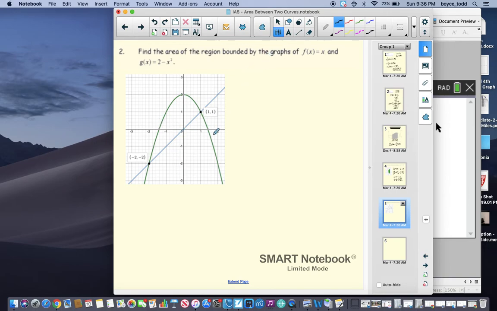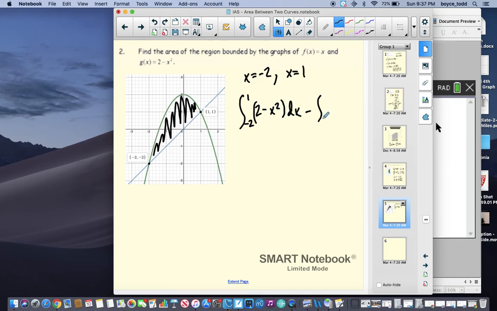So what you really want to do here is look at this area. We're trying to find that shaded area from -2 to 1. The first thing to notice is that we're looking at from x equals -2 to x equals 1, since they didn't give us that. Now we're going to set up our functions. Our top one is our parabola. So we're going to have the integral from -2 to 1 of 2 minus x squared dx, and then minus the integral from -2 to 1 of x dx.